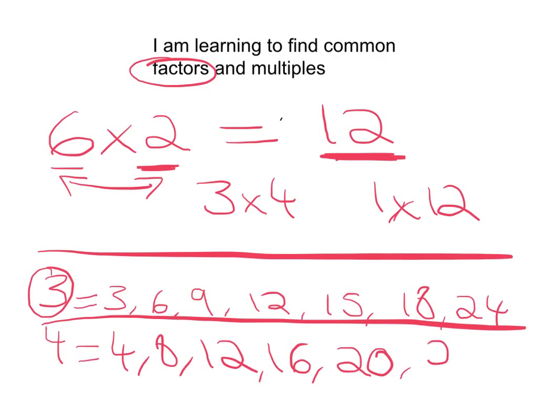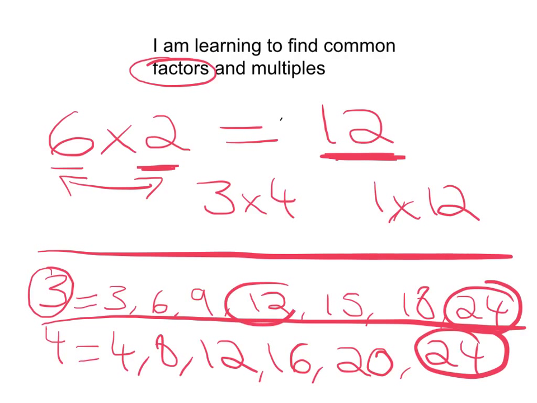20, 24. Now, as you can see, we've actually got a couple of the same. We've got 24 here, and we've got 12. They become the common multiples of 3 and 4. Often what you're asked to do is find the lowest common multiple, and in this case, it is 12. So let's quickly go back. A factor is what is multiplied together to make a product, and multiples are where we take a number and multiply it by other factors, and the answers, when we list them out, kind of like skip counting, are the multiples of that number.